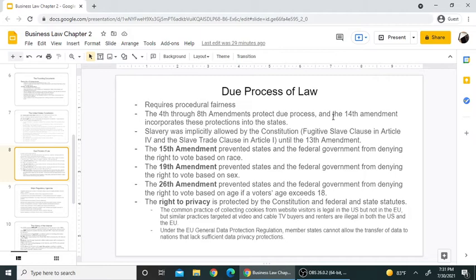But the U.S. still hasn't outlawed the collection of cookies. Under the EU General Data Protection Regulation, it contains a lot of various data privacy laws and protections, and it also specifies that member states of the EU cannot allow the transfer of data to nations that lack sufficient data privacy protection.